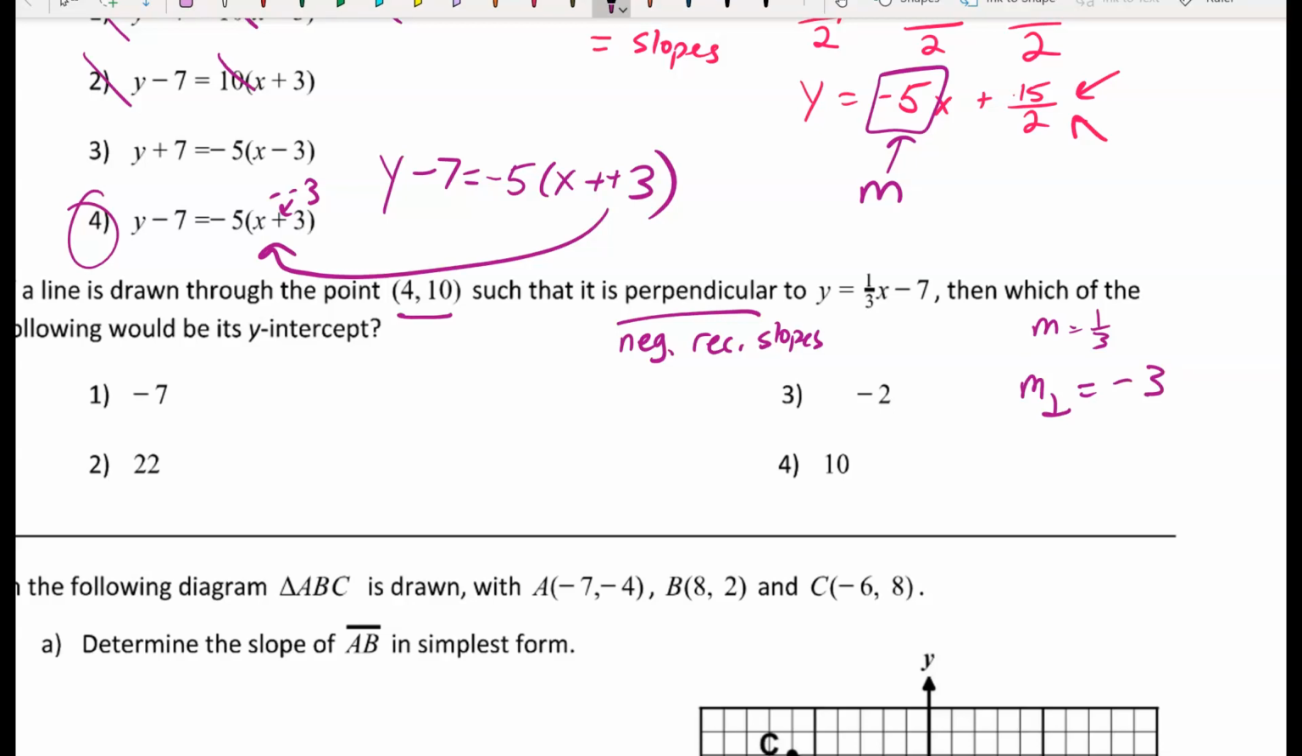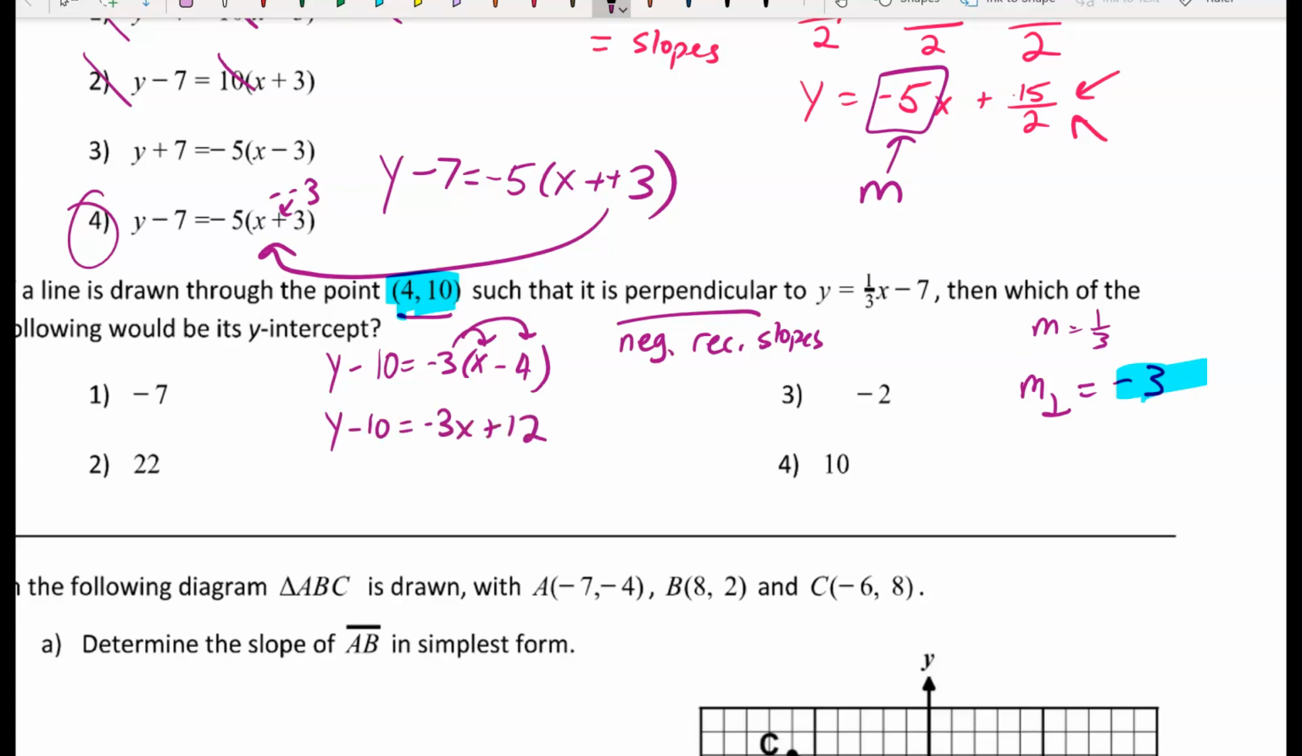So you've got a couple of options here. The first thing that you could do is write the equation in point-slope form, right? Because I know one point that's definitely on it, and I know my slope. So I could do y minus 10 equals -3 times x minus 4. This is probably the easiest way to do it. And I'm going to distribute to get this into y equals mx plus b form.